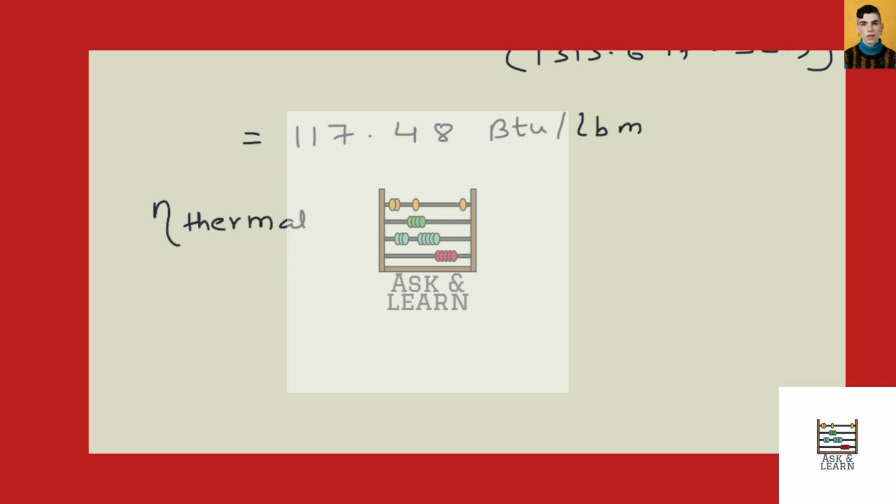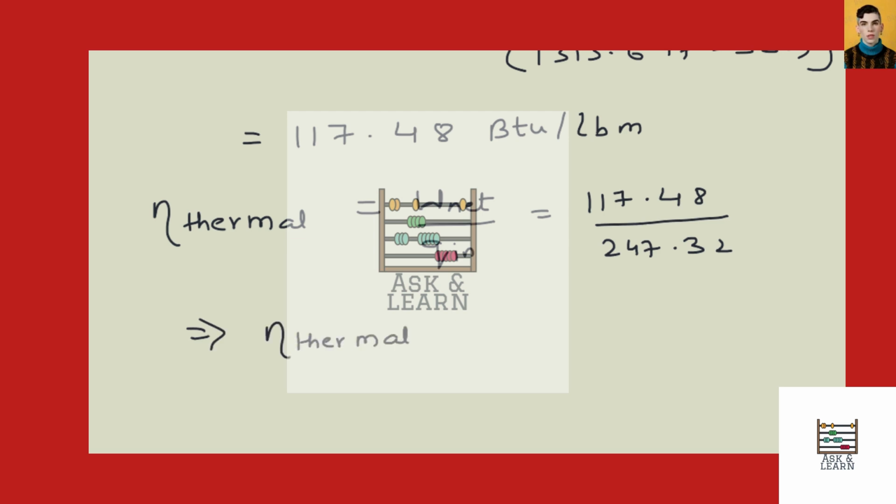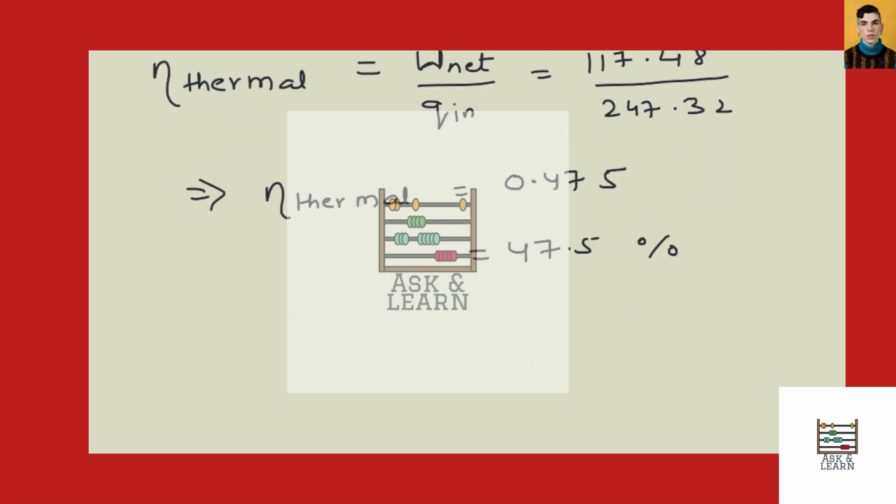Now the thermal efficiency is equal to W net by Q in. Just put the above calculated values: 117.48 by 247.32, or the thermal efficiency is equal to 0.475, which is 47.5%.